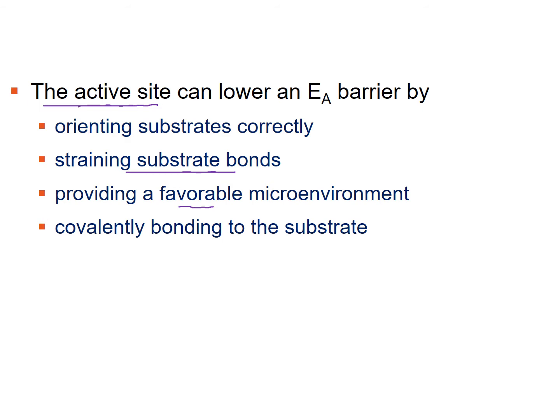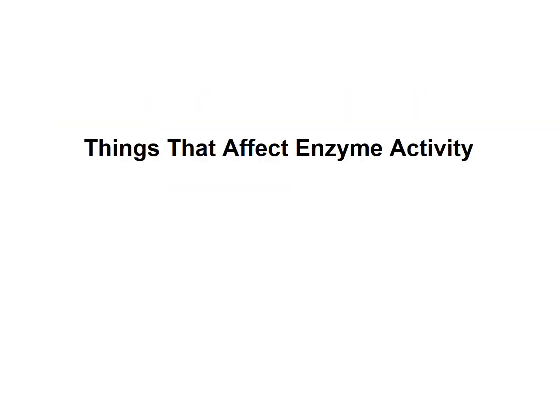And then sometimes the enzyme forms covalent bonds with the substrate. When it forms covalent bonds, bonds are broken, right? So that contributes to the breaking of bonds, and then of course eventually making new bonds. Now, there are things that can affect the activity of the enzyme. Remember, it's a protein, so it's pretty sensitive to its environment. So we're going to talk about some of those things.